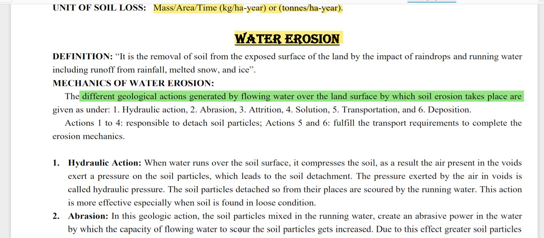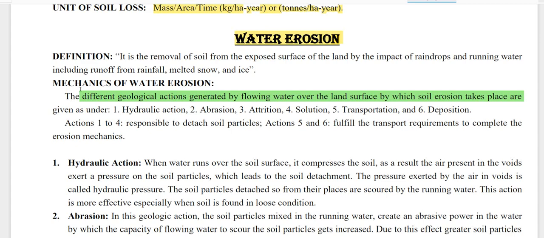Let us start the water erosion today. So water erosion में definition सबसे पहले देखते हैं. It is the removal of soil from the exposed surface of land by the impact of raindrop and running water, including the runoff from the rainfall, melted snow and ice. Means it is simply removal of soil when surface is exposed. Then due to the impact of the raindrop and running water, the soil removal, it is a water erosion.